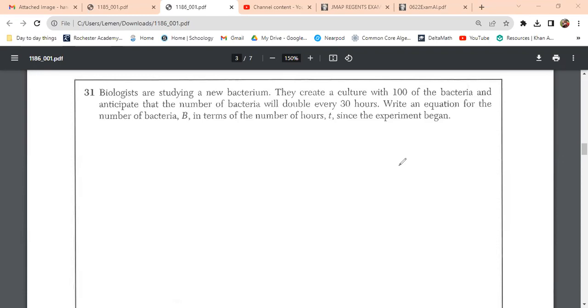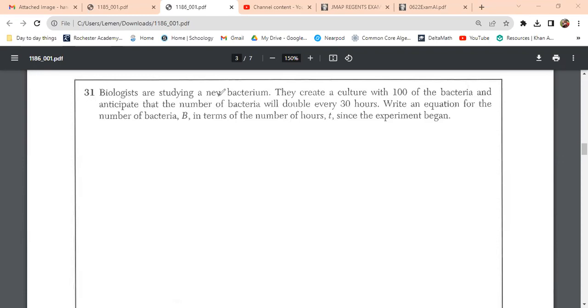Question number five is an exponential function question. So the calculator really isn't going to help you here. You just have to know how to set up an exponential function. So, let me read this, and then show you what needs to happen.